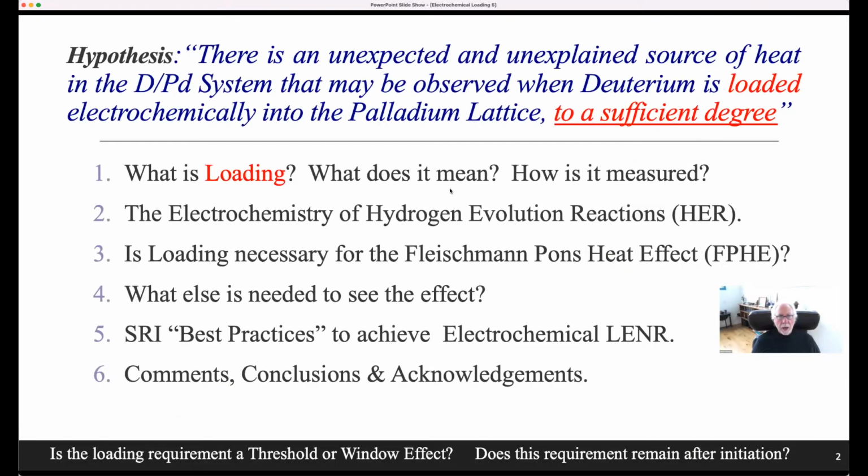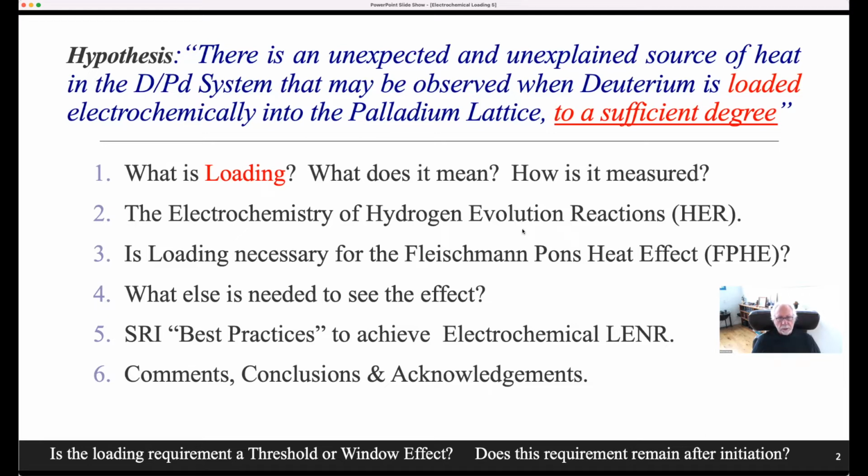We started with a hypothesis. There is an unexpected and unexplained source of heat in the deuterium-palladium system that may be observed when deuterium is loaded electrochemically into the palladium lattice to a sufficient degree. What is loading? What does it mean? How is it measured? I'm going to talk a bit about the electrochemistry of hydrogen evolution reactions.